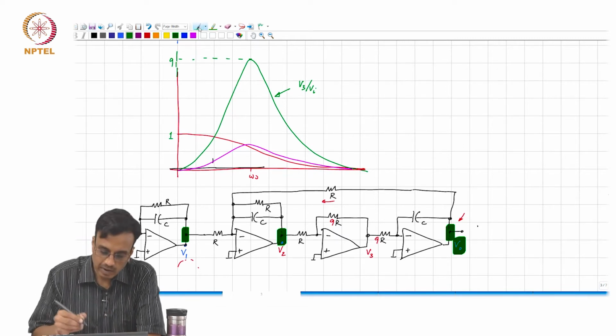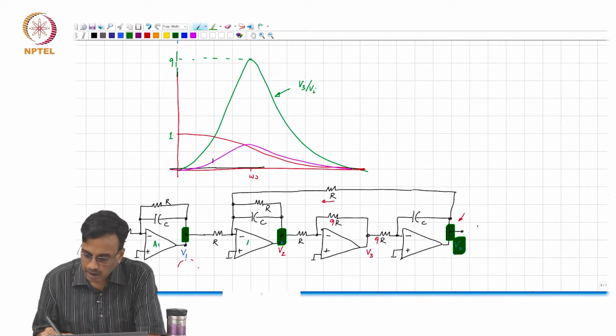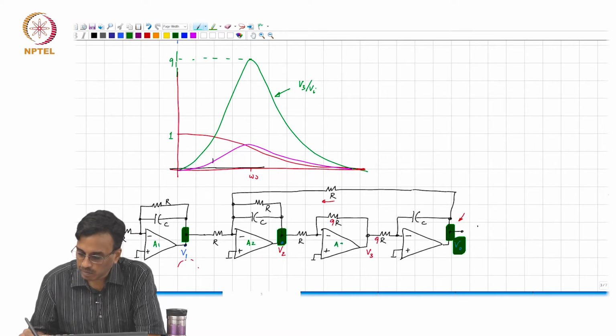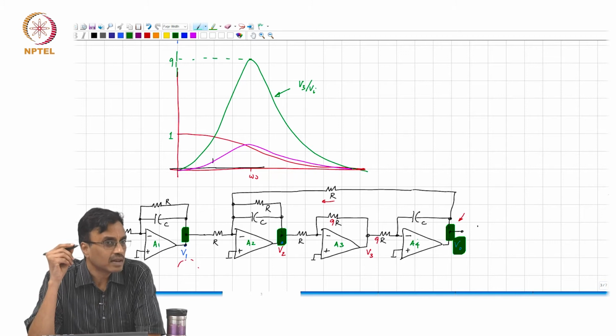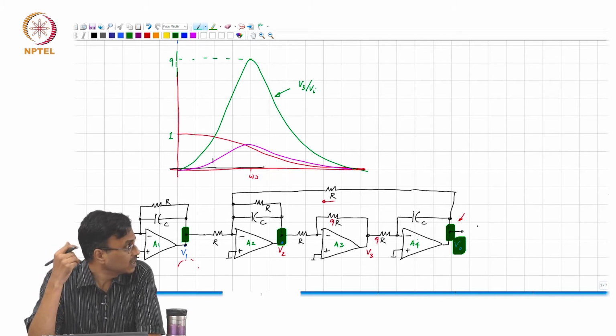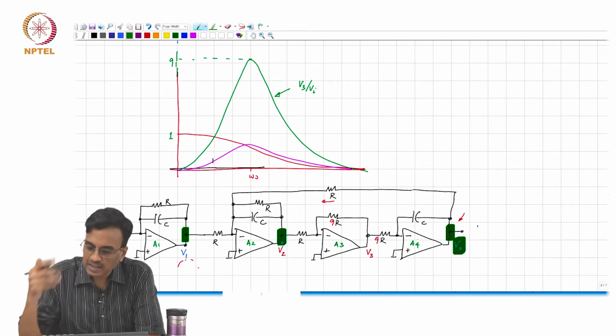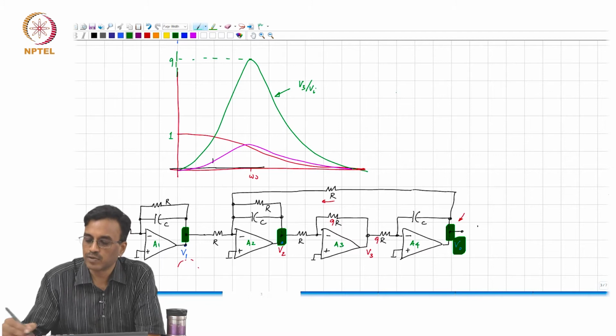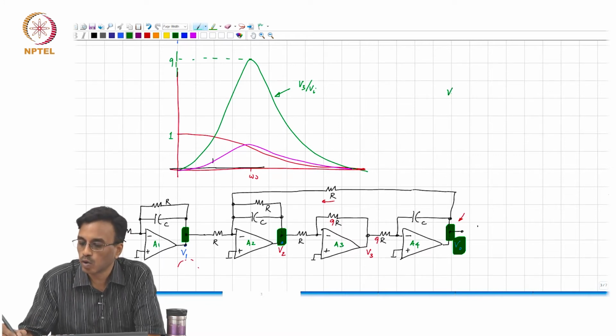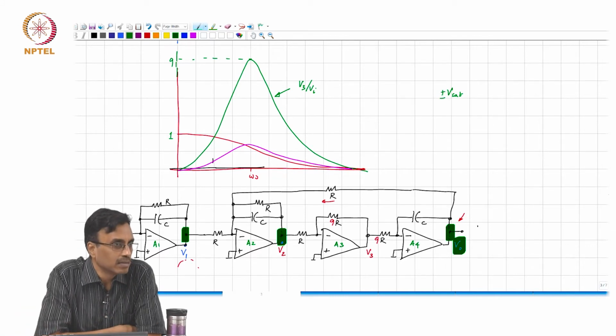So, let me call these op-amps A1, A2, A3 and A4. If you did this, A3 will go into saturation. The question I would like to ask therefore is, let us assume that the op-amp saturates if its output voltage goes higher than plus Vsat or lower than minus Vsat.